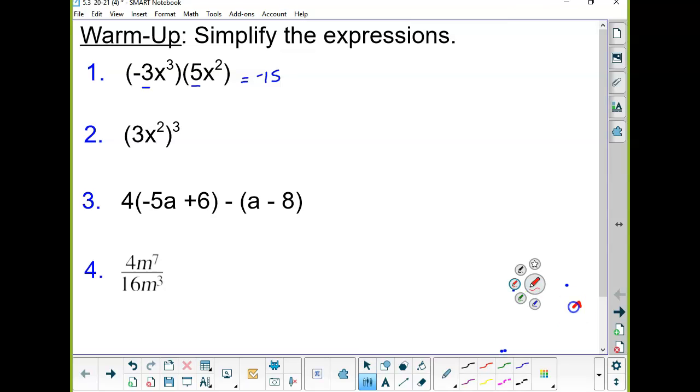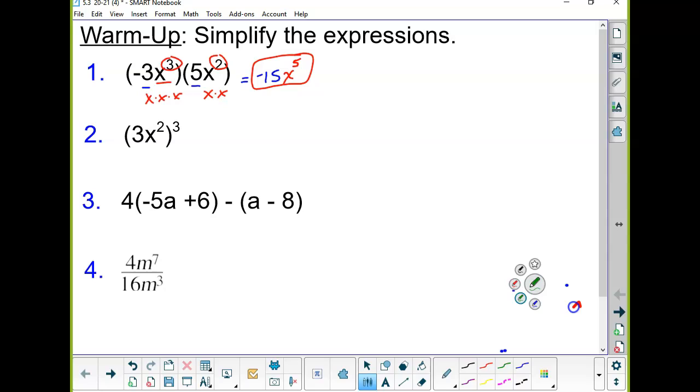Okay, and then think about what does it mean to have x to the third power? It means x times x times x. And what does it mean to have x squared? X times x. So how many x's would be multiplied together? That would be x to the fifth power. So my rule is when you're multiplying, a faster way to do that is just add the exponents together. 3 plus 2 gives me x to the fifth.